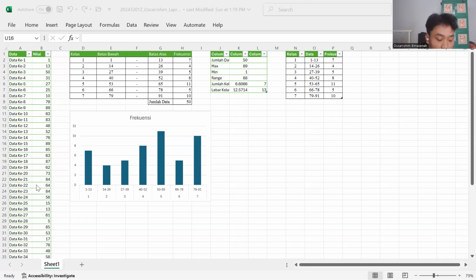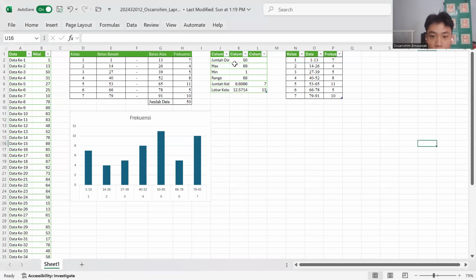First, I use the count function to confirm that there are 15 data points. Then I identify the maximum and minimum value using the max and min functions. The maximum value is 89 and the minimum value is 1.